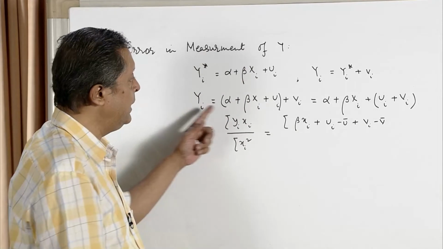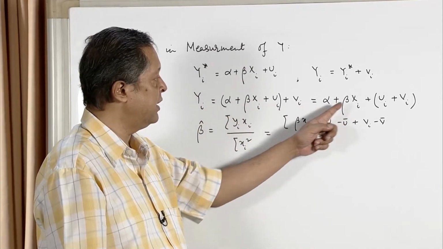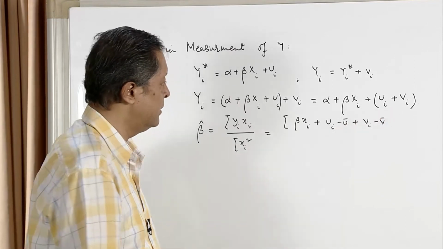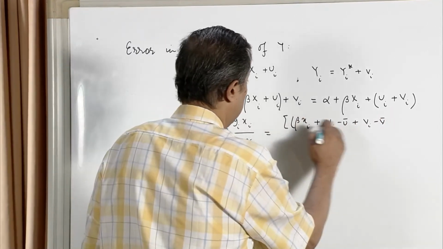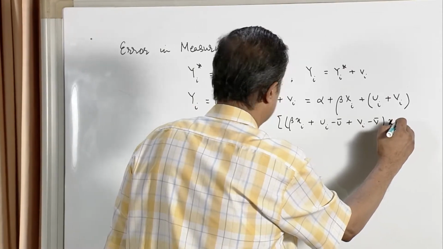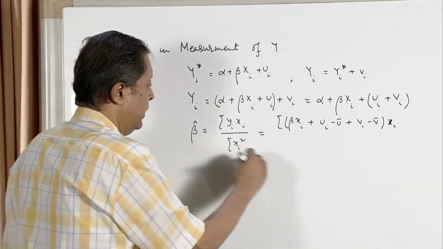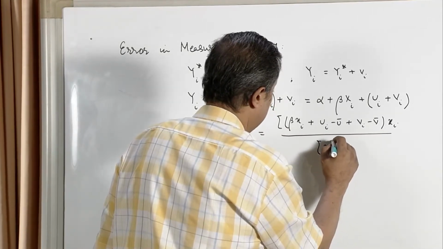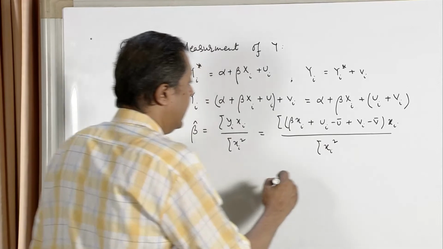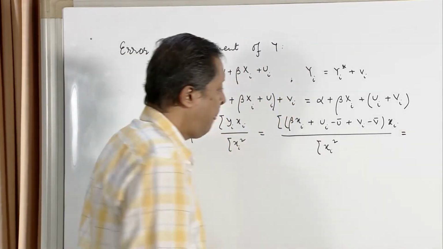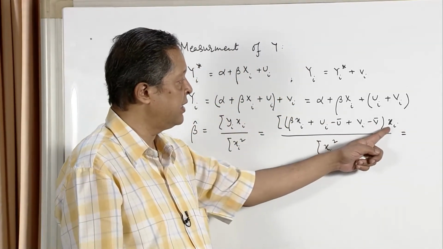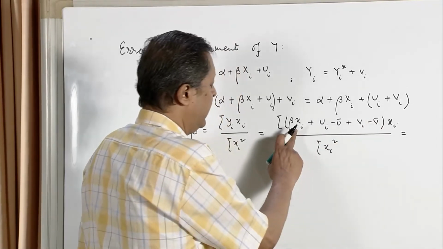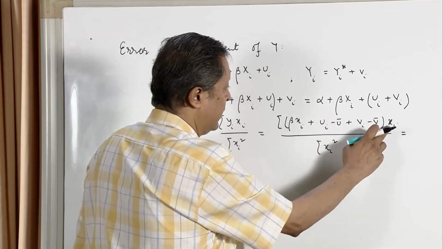That is y in deviation form: beta times small xi, ui minus u bar and vi minus v bar. This thing multiplied by xi and the whole thing divided by summation xi square. That will again be equal to, if you see, u bar summation xi and v bar summation xi will be equal to 0, and beta is multiplied by xi and again multiplied by xi.